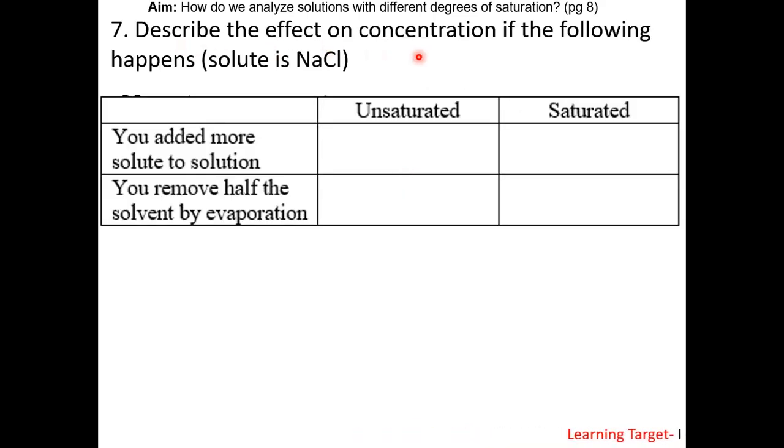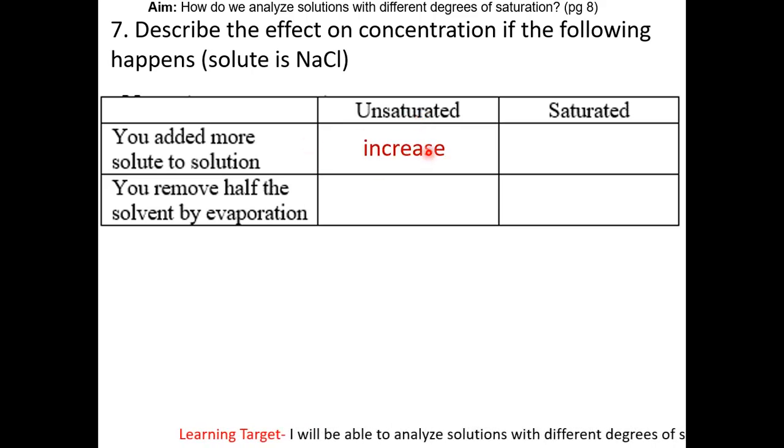Describe the effect on concentration if the following happens. Assume the solute is NaCl in the following solutions. You have an unsaturated and saturated solution. Here are two scenarios. The first scenario, you add more solute to the solution. What will happen to the concentration? For an unsaturated solution, more will be dissolved, therefore the concentration will increase. For a saturated solution, if you add more solute, it will remain undissolved at the bottom. Therefore, the concentration will remain the same.